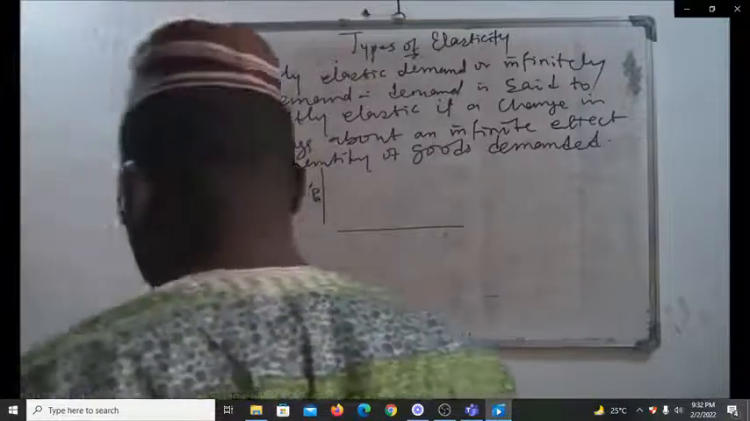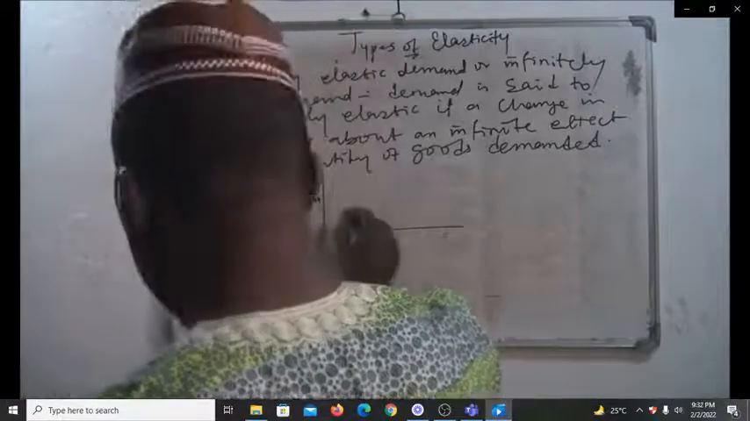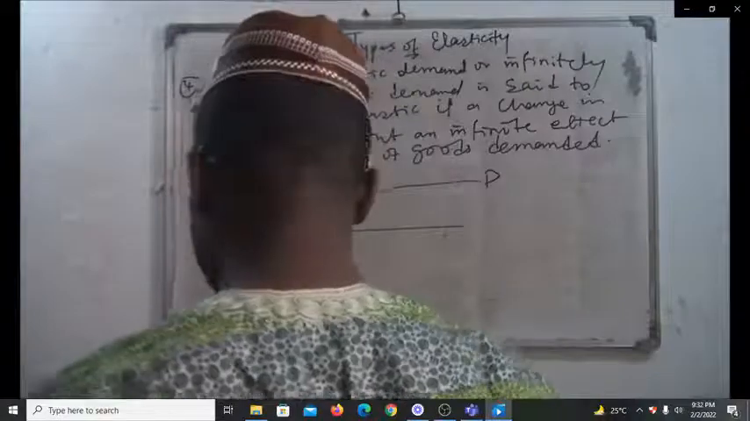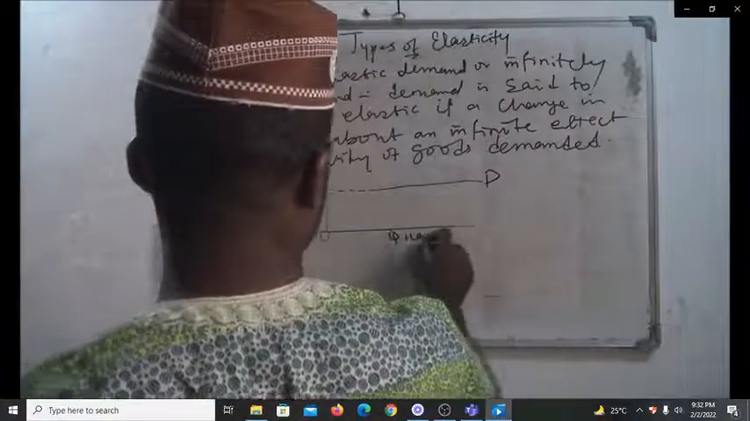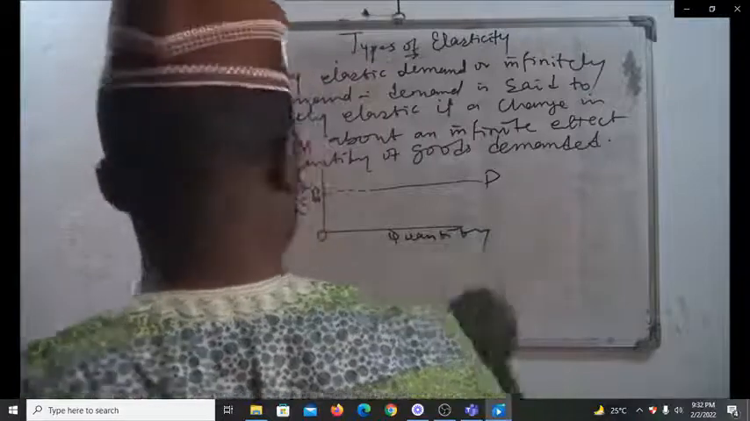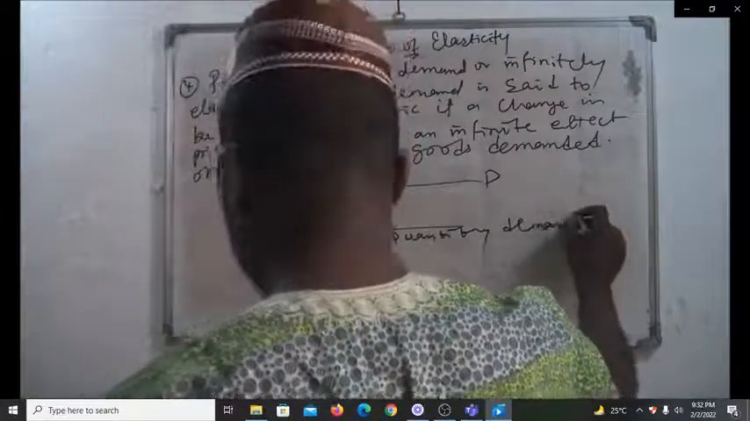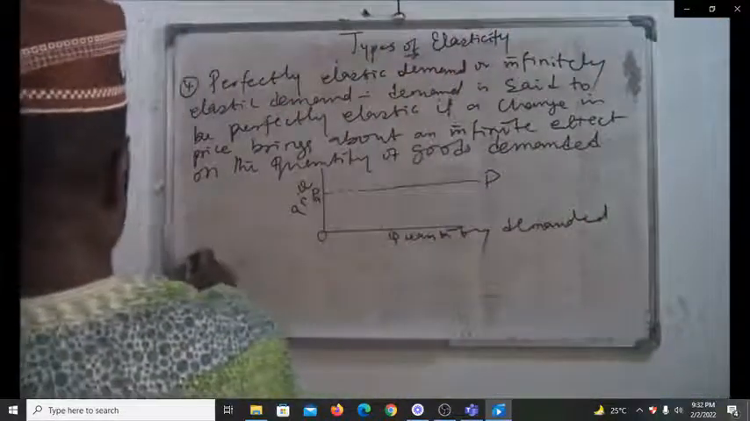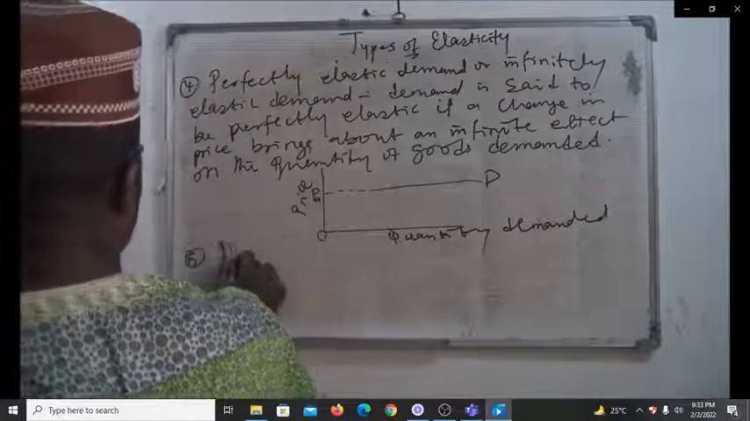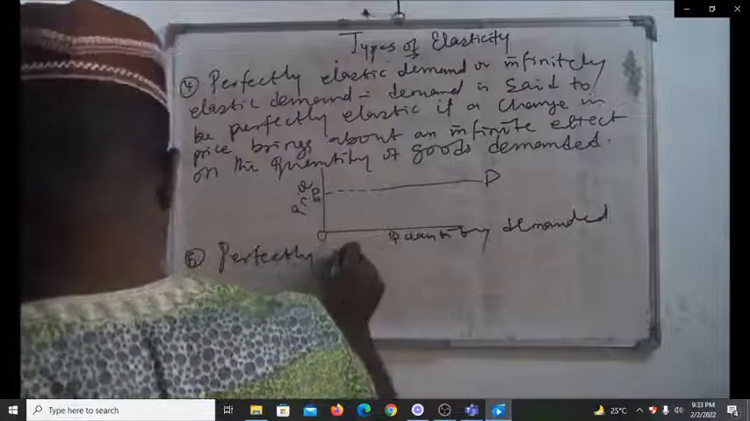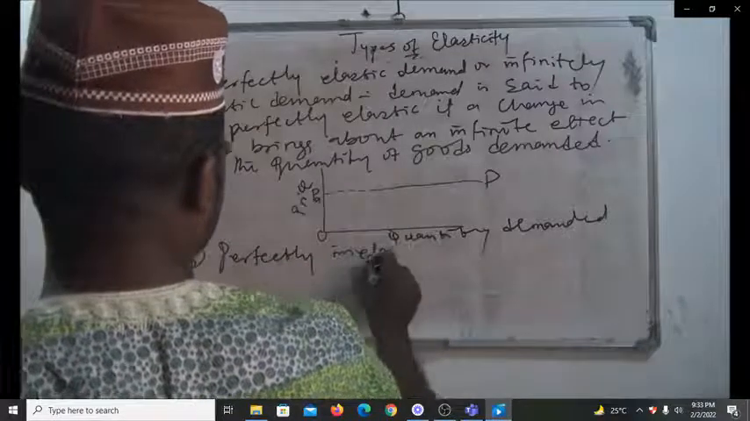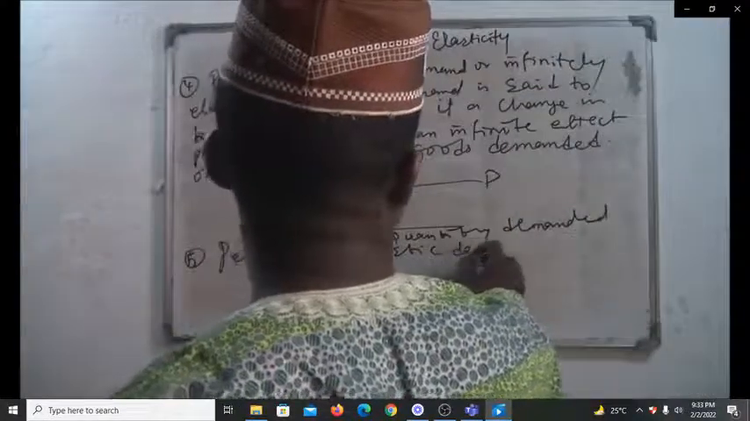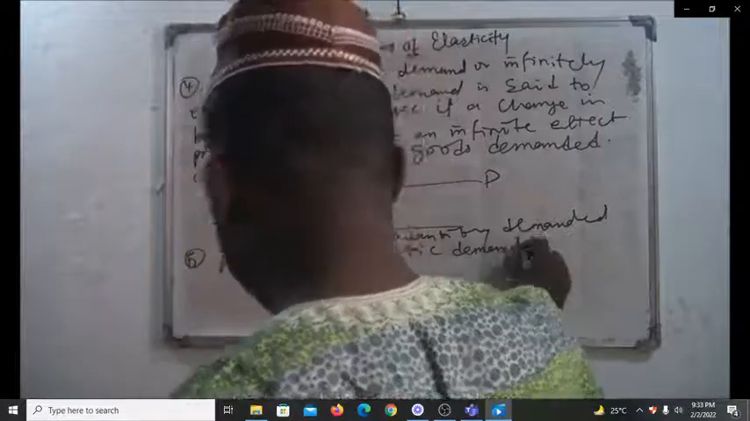PA, because of increasing from this point to PA, the quantity demanded continues to what? Change a lot. We call it a perfectly elastic what? Demand. Also, very similar to that is what we call perfectly inelastic demand, or zero elastic demand.